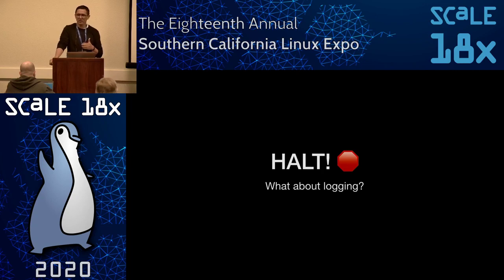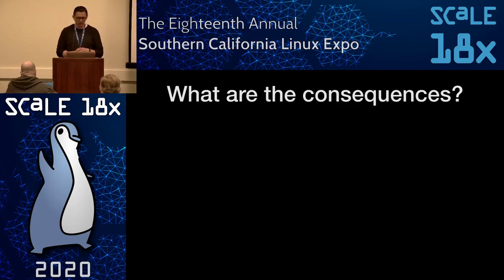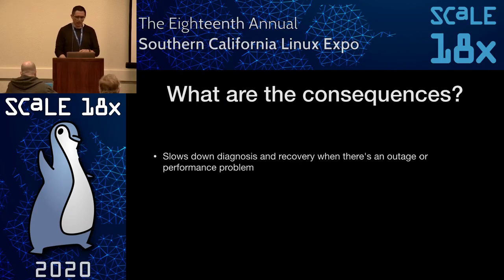The thing about Postgres is the way that we ship it is that we ship it with the parameters default set pretty conservatively so that anybody can use it, even a developer on an old laptop. So sometimes things like shared buffers need to be tuned up, all the costs need to be tuned, logging needs to be tuned as well. And if you don't do that, what are the consequences? If you don't log properly, it will slow down diagnosis and recovery when there's an outage or performance problem.